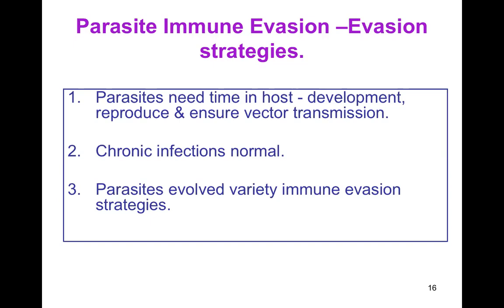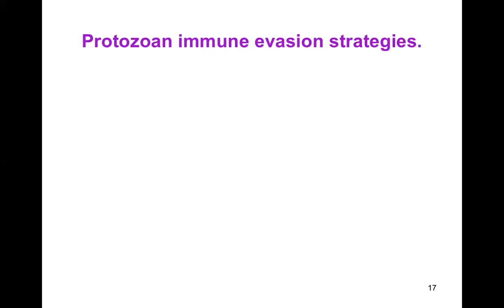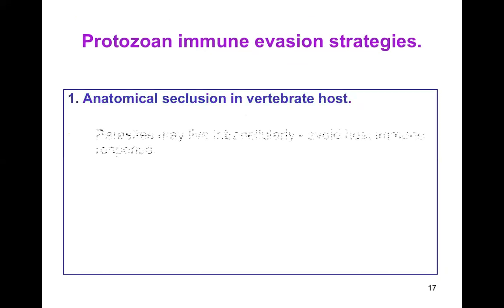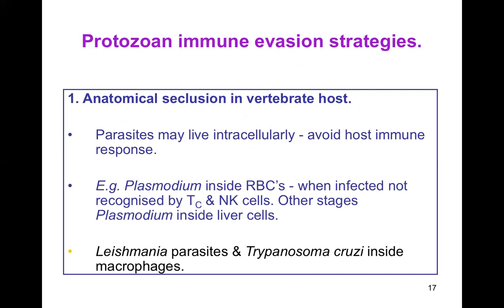And again, point number two, you can have chronic infection, and with chronic infection the immune system is weakened on one hand. At one point, after exhaustion, the immune system will no longer respond to these parasites, and therefore the parasite will establish an infection and cause pathology in the body. Again, parasites have evolved a variety of immune evasion strategies, which we're going to look at here. One is antigenic variation, which we're going to talk about shortly.